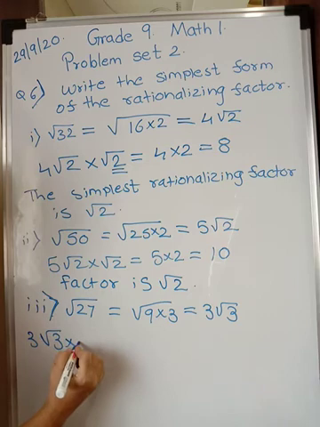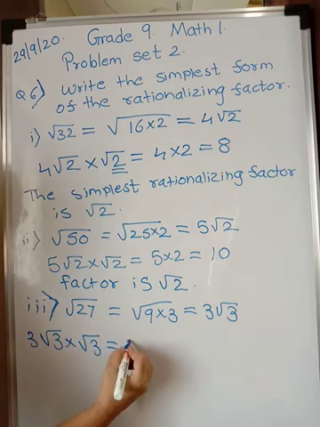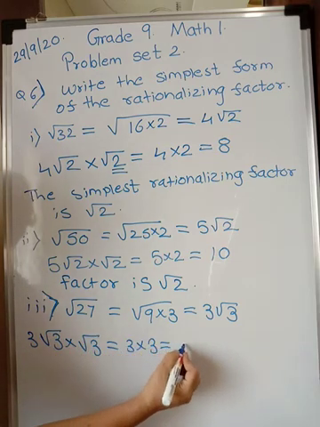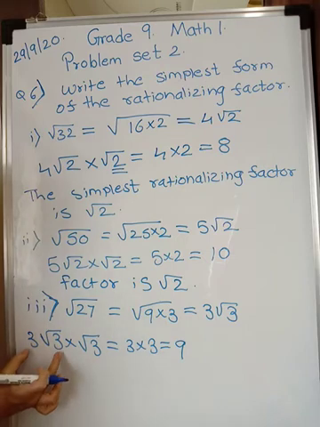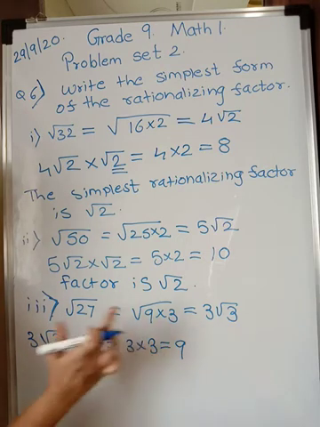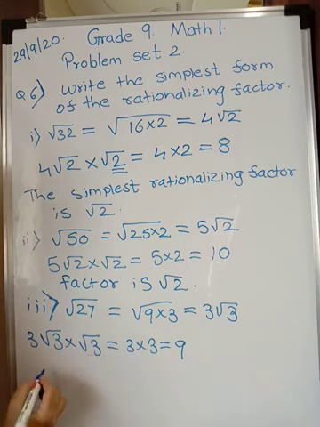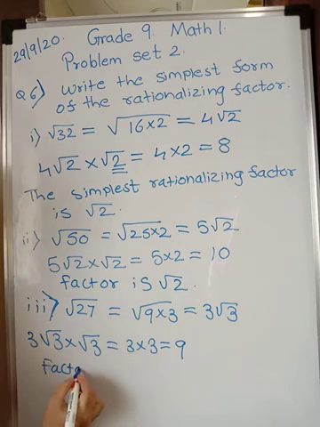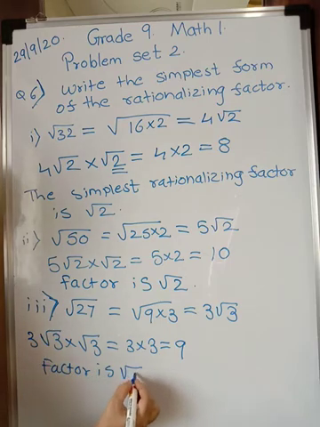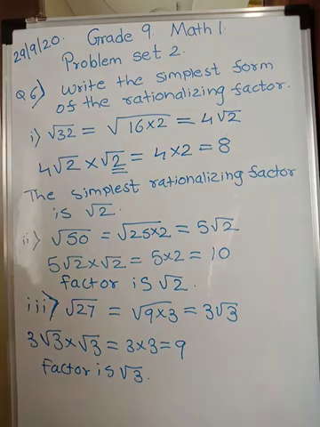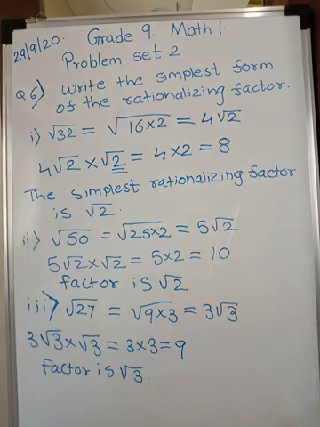If I multiply with root 3, what do I get? 3 into 3, which is equal to 9. So this is irrational, which is converted into rational after multiplying with root 3. Now here the factor is what? The factor is root 3. I hope it is easy and clear also. Okay, let's go for the fourth problem.